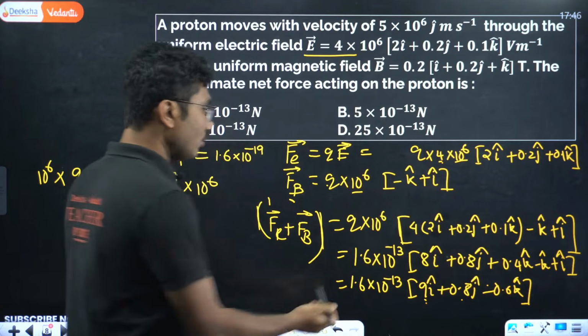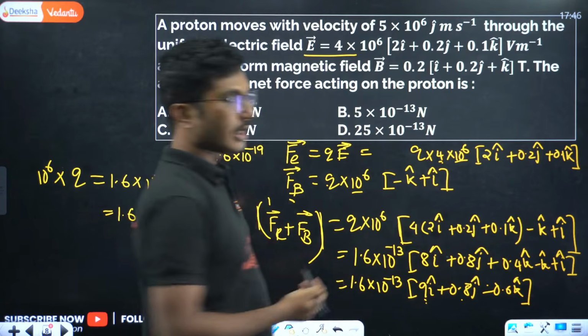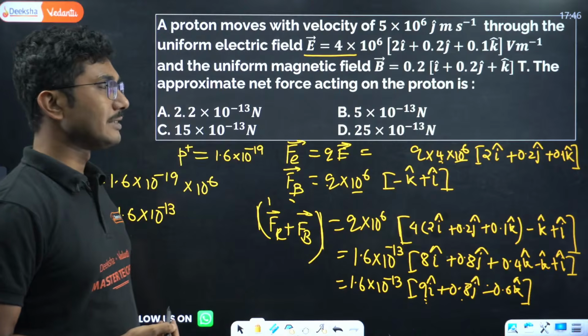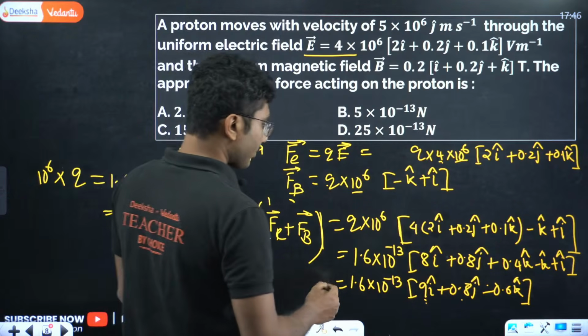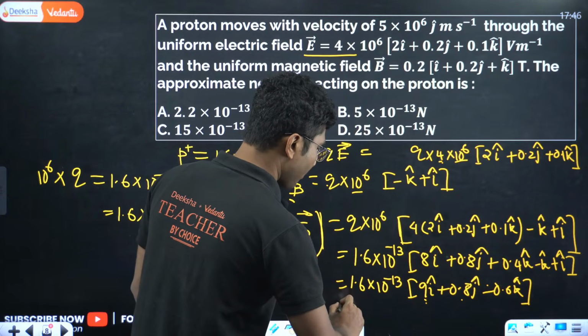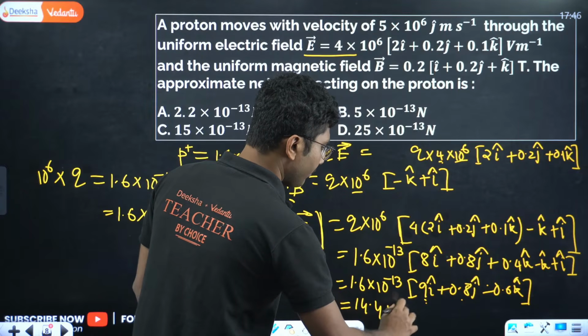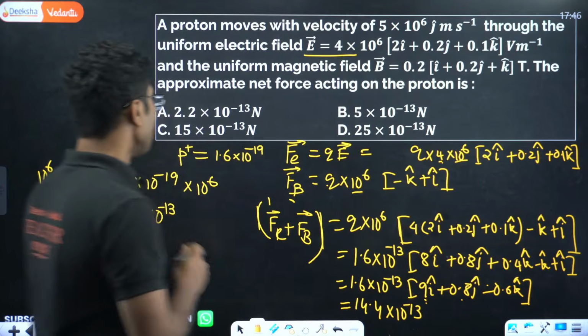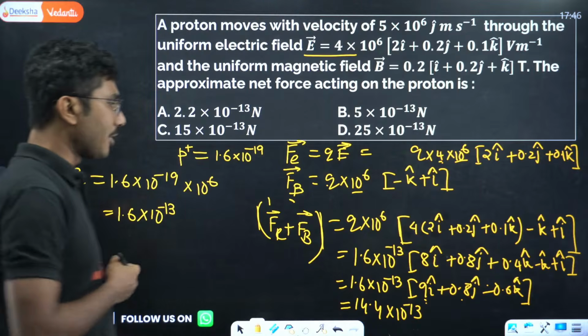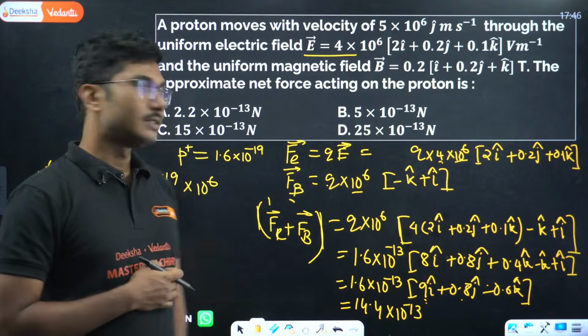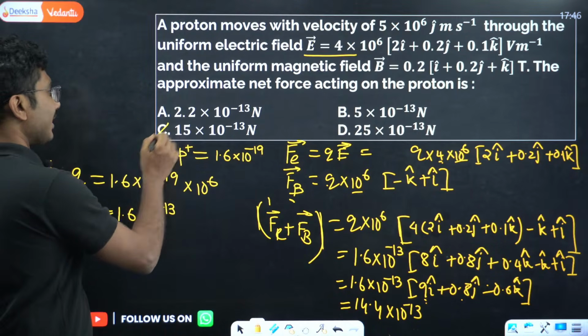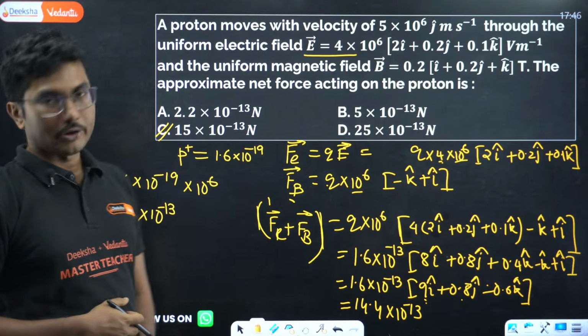So what you can do, 1.6 into 9, 6 9s are 54. So it will be 14.4 into 10 to the power of minus 13. This is the magnitude. So 14.4 into 10 to the power of minus 13. Now you don't need to guess the answer. The correct answer is, of course, 15 into 10 to the power of minus 13.